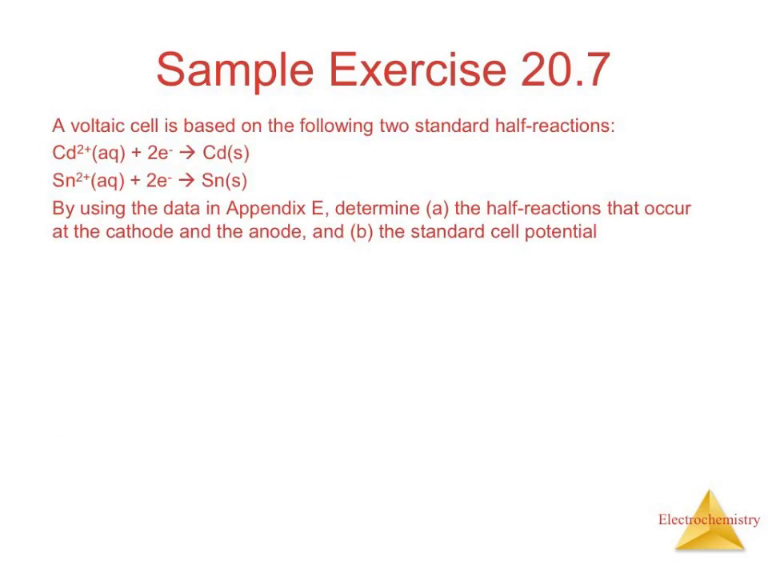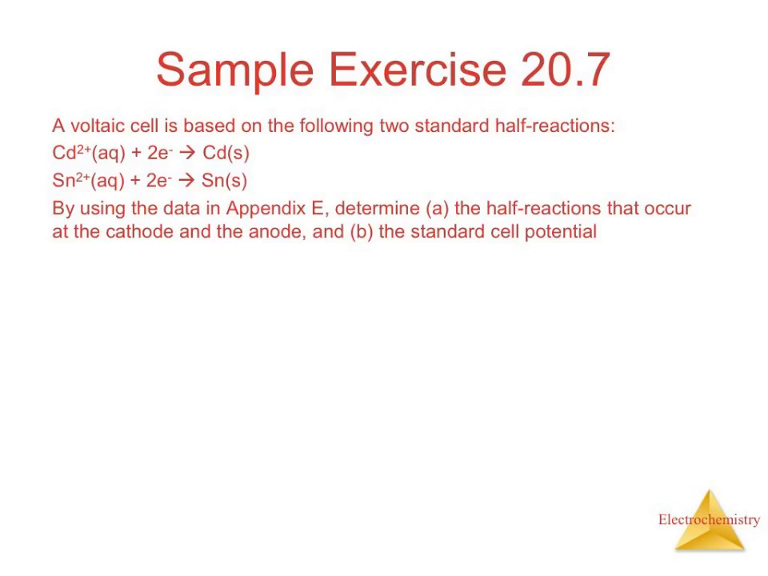Next one, voltaic cell based on the following two standard half reactions. It says, by using the data in Appendix E, which is basically what's on the standard reduction potential chart, determine the half reactions that occur at the cathode and the anode and the standard cell potential. Both of these half reactions are written as reductions here. The Cd2+ is gaining electrons and becoming Cd, the Sn2+ also gaining electrons and becoming Sn.